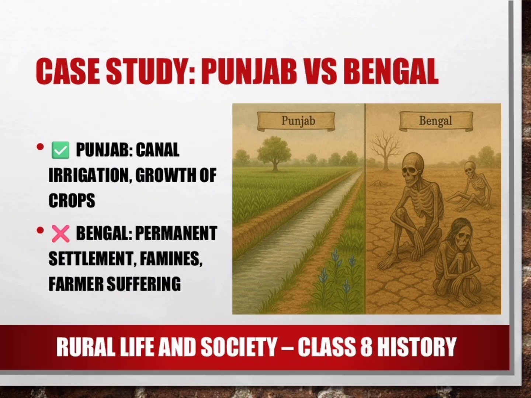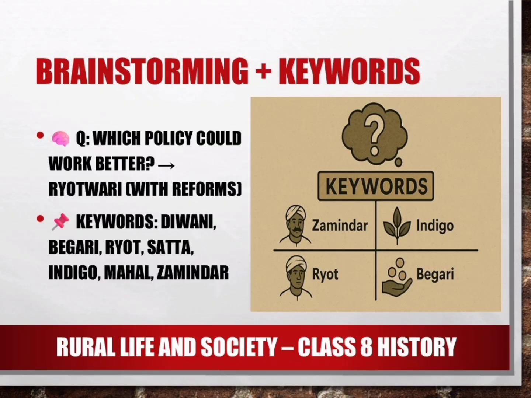Now, here are the brainstorming questions. Friends, which system do you think could have worked best if implemented properly? Maybe the Ryotwari, because it had no middleman, but only if surveys were accurate, taxes were fair, and support like irrigation and seeds were provided. Now, let's remember some key terms: Diwani, Ryot, Zamindari, Mahal, Indigo, Begari, and Satta.